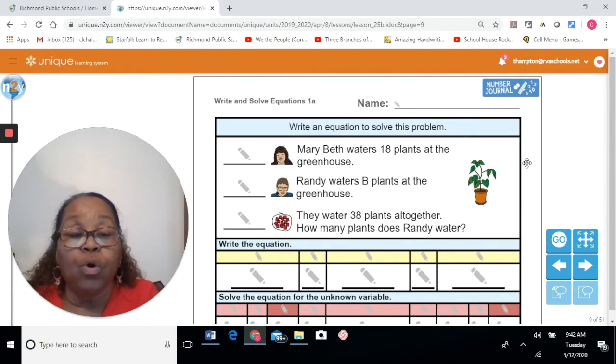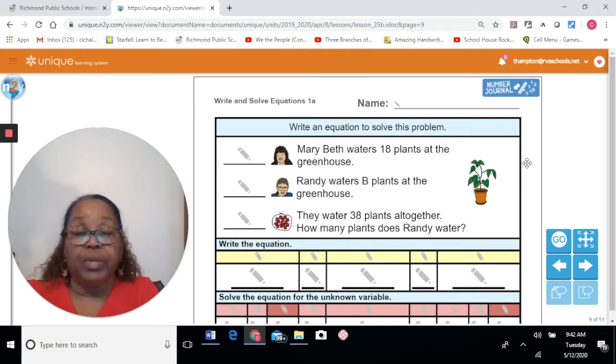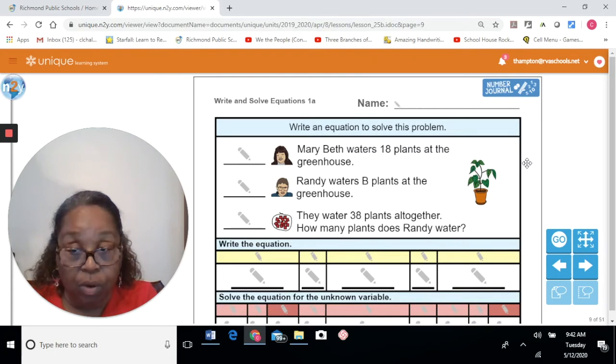Mary Beth waters 18 plants at the greenhouse. Randy waters B plants at the greenhouse. They water 38 plants altogether. How many plants does Randy water?